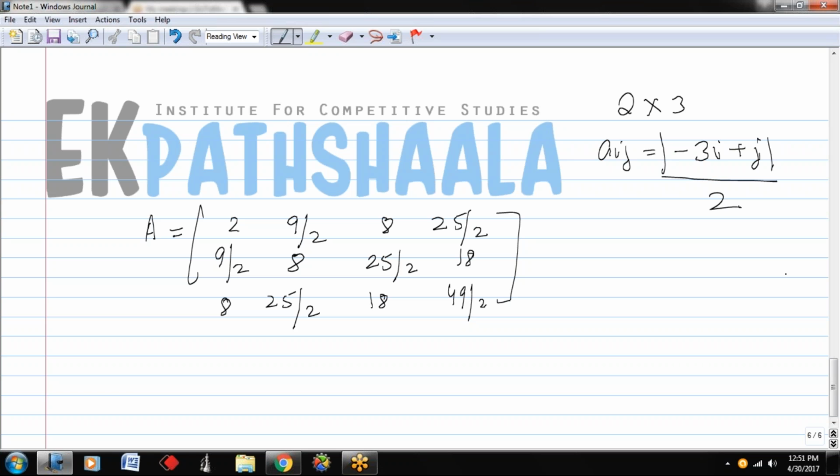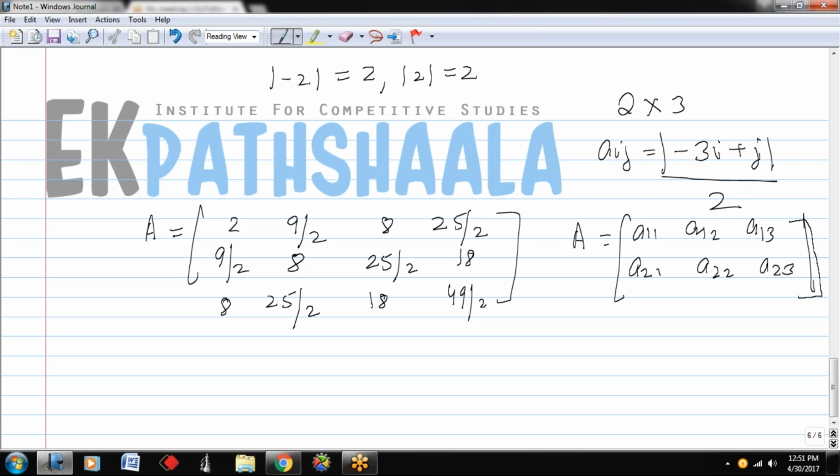I hope we are clear about the concept of mod. What will be mod of minus 2? Mod of minus 2 is 2. And mod of 2 will be 2. It just eats out the negative sign. Start solving. What will be the matrix? Write down the matrix first of all. This would be A11, A12, A13, A21, A22, A23.